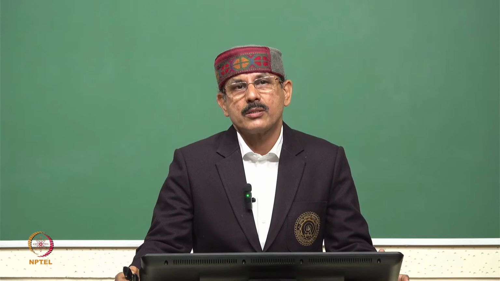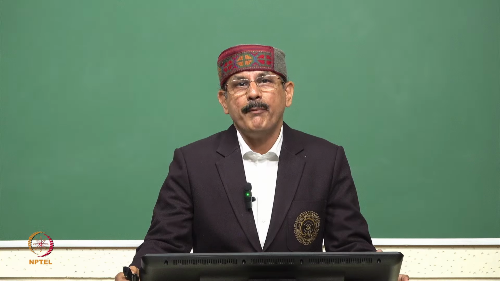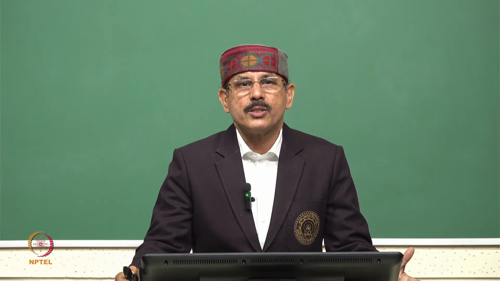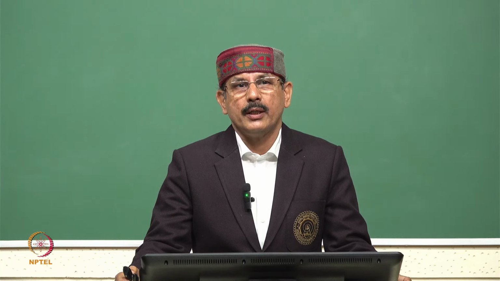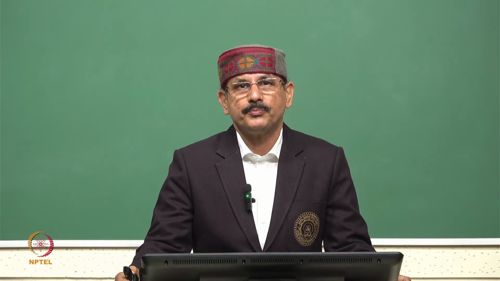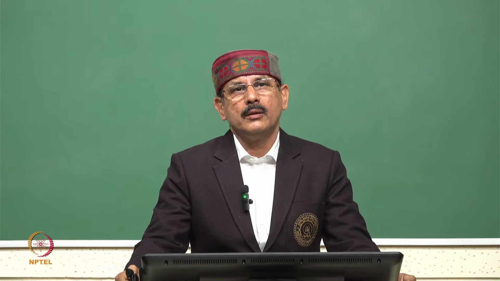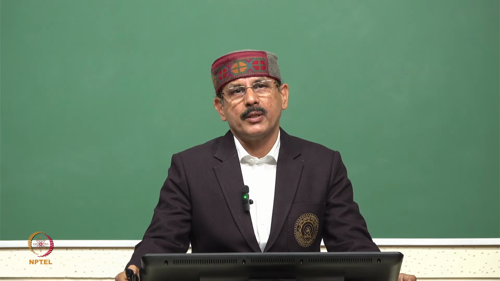Times Higher Education started its impact ranking in the year 2019. It judges universities' social and economic impact through the framework of sustainable development goals. Now, the main part, the ranking parameters and the sub parameters. Times Higher Education offers a total of 5 ranking parameters, and it has defined sub parameters as well.